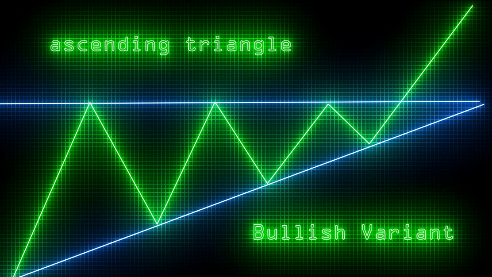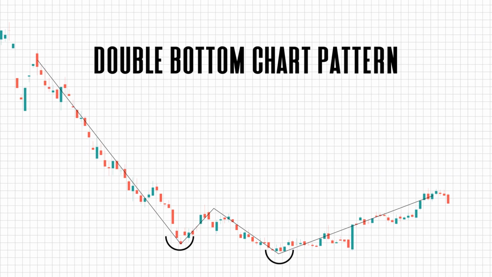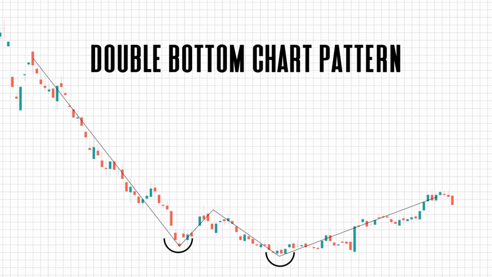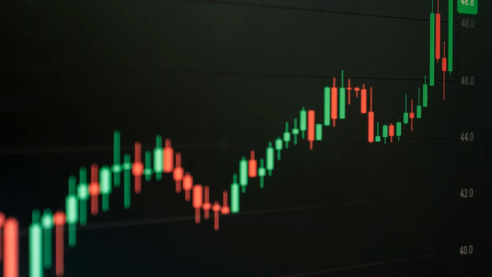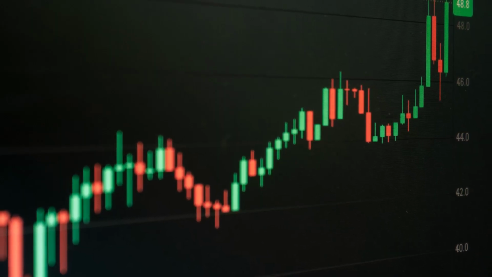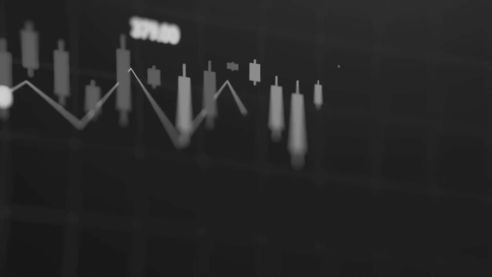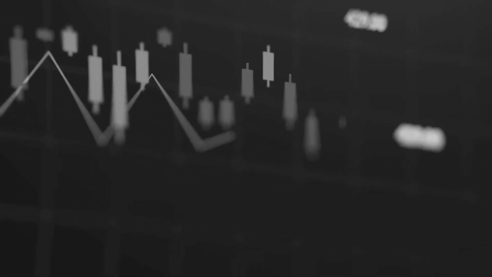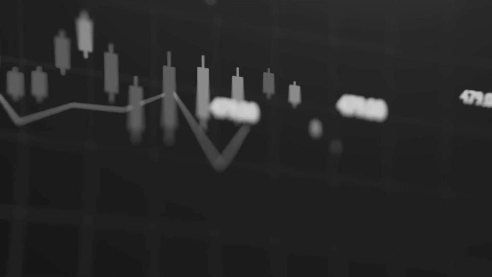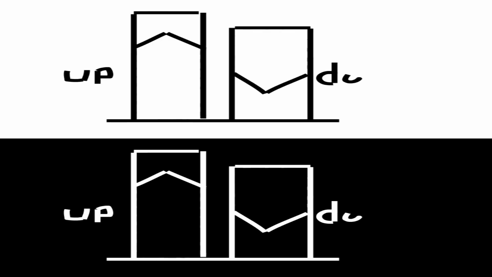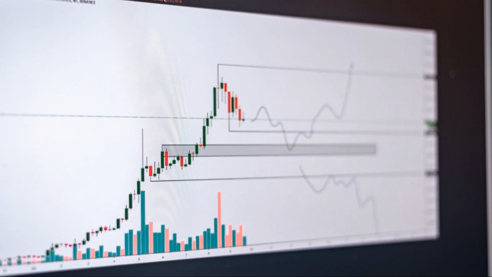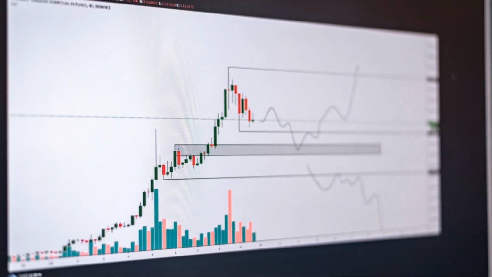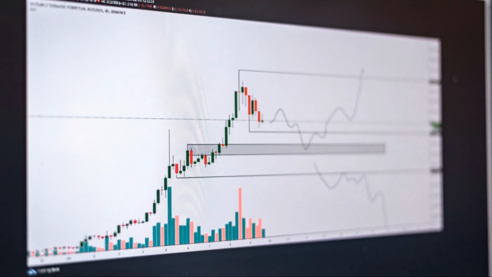Now let's flip the script and talk about the bullish counterpart of the double top, the double bottom. As you might have guessed, this pattern signals a potential reversal from a downtrend to an uptrend. It looks like a W on the chart with two distinct bottoms forming at roughly the same price level. These bottoms act like support levels, preventing the price from falling further. The neckline in this case is a resistance level connecting the highs between the two bottoms. When the price breaks above this neckline with strong volume, it suggests that the bulls are back in action.